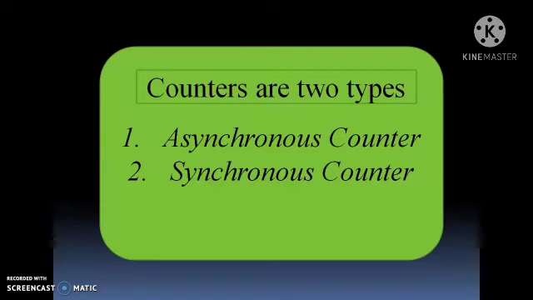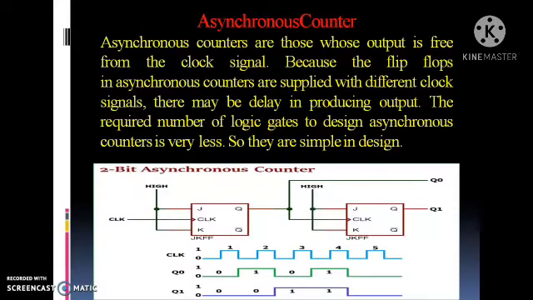Counters are of two types. Number one, asynchronous counter. Number two, synchronous counter. First is the asynchronous counter. Asynchronous counters are those whose output is free from the clock signal, because the flip-flops in an asynchronous counter are supplied with different clock signals. There may be a delay in producing output. The required number of logic gates to design an asynchronous counter is very small, so they are simple in design.